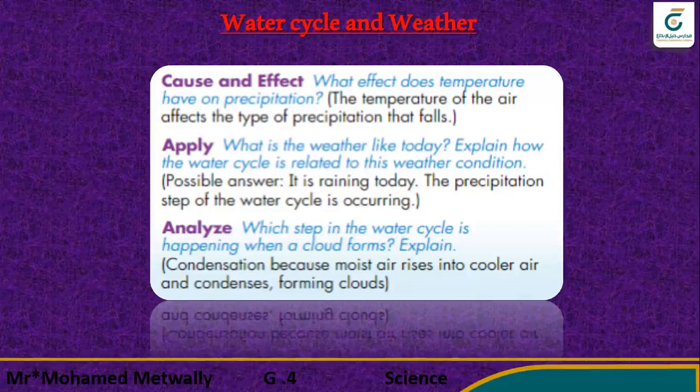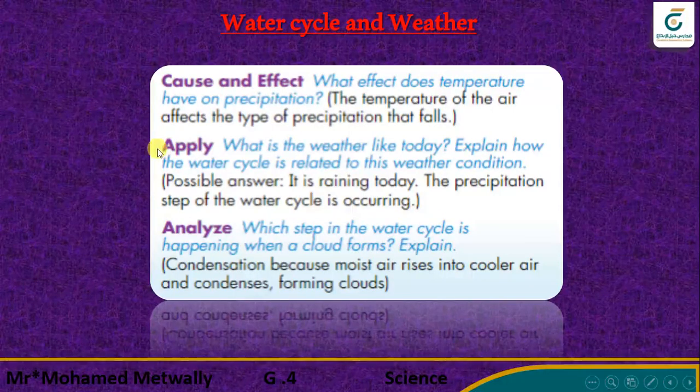The second question here is apply. You have to apply. What is the weather like today? Explain how the water cycle is related to the weather condition. So the possible answer here may be raining. It's raining today. So when it's raining today, the precipitation step of the water cycle is occurring.